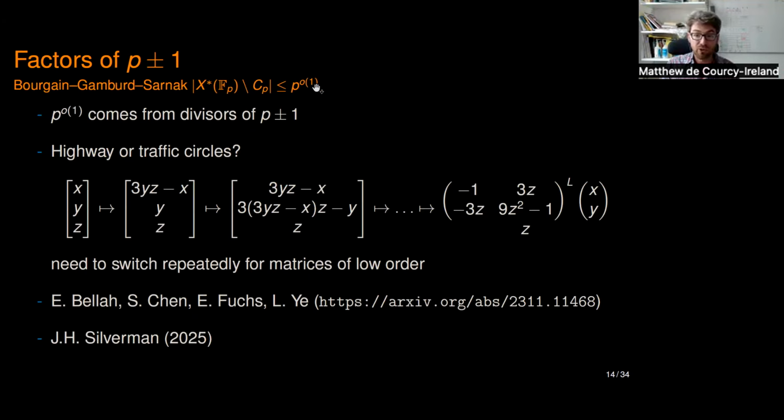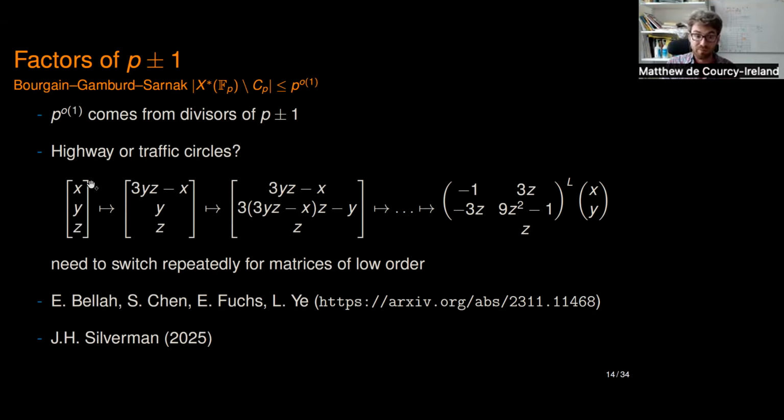This p to the little o of 1 in their result, that there's one big component and everything else is at most p to the little o of 1. P to the little o of 1 is a souped up divisor bound. It comes from divisors of p plus 1 and p minus 1. So a key part of their argument is to analyze what happens when you fix one coordinate and just do moves on the other two.